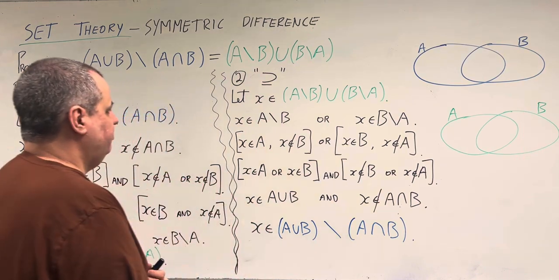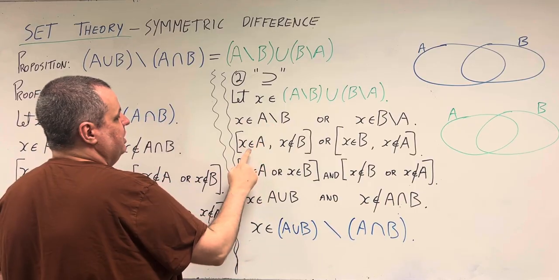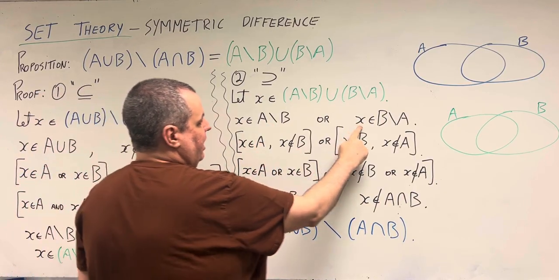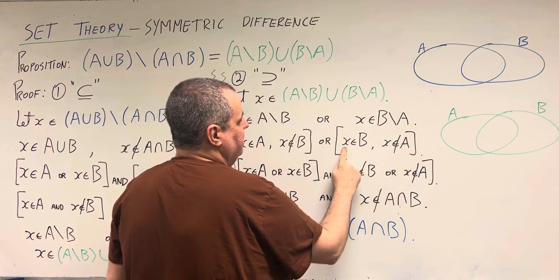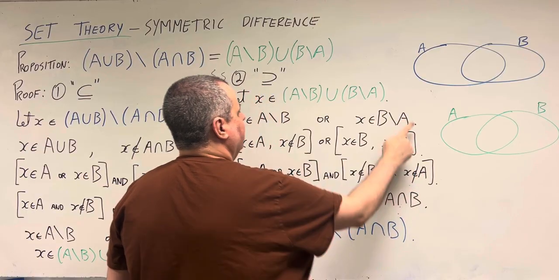Okay? What does it mean to say that X belongs to the difference? It means that X belongs to A and X does not belong to B. And when x belongs to B minus A, that means that x belongs to B and x does not belong to A. Okay, the difference.